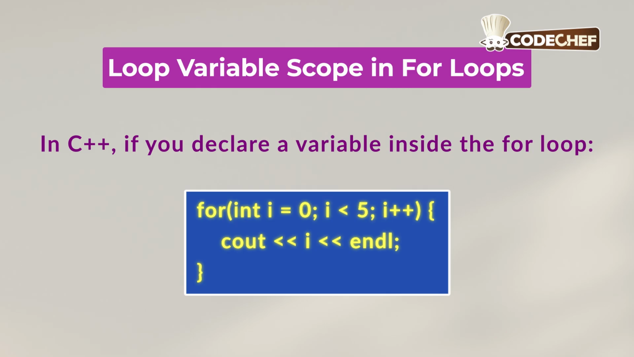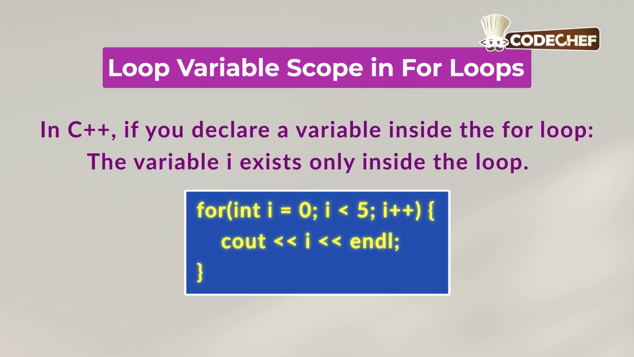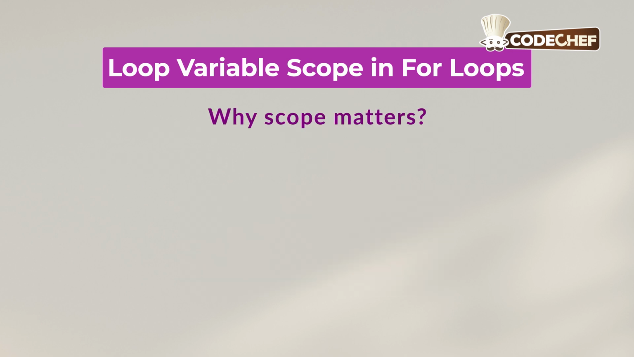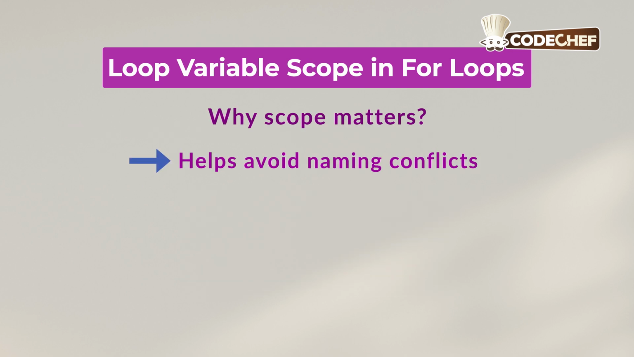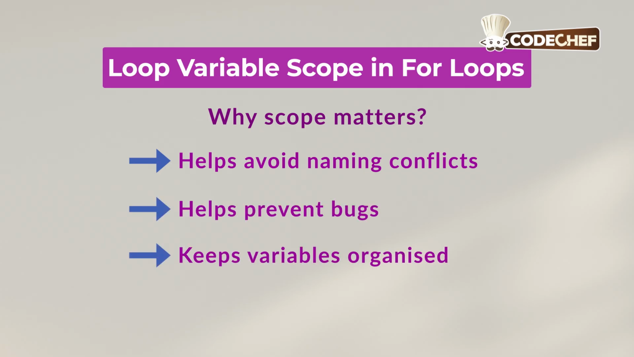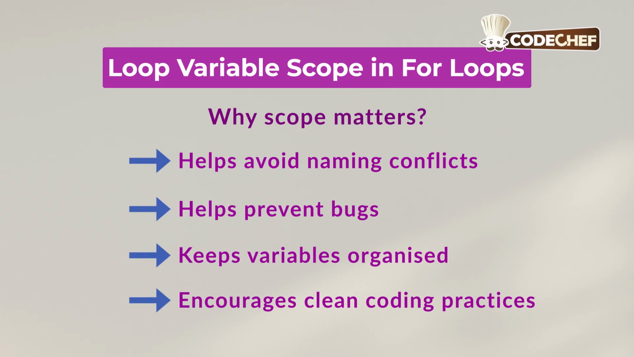and the curly brace for the for loop ends here. Here the variable i exists only inside the loop. That means if we try to access the value of i outside the for loop, then it will not be accessible to us. Another important point is why scope matters. It matters because it helps avoid naming conflicts. It helps prevent bugs. It keeps variables organized and encourages clean coding practices.